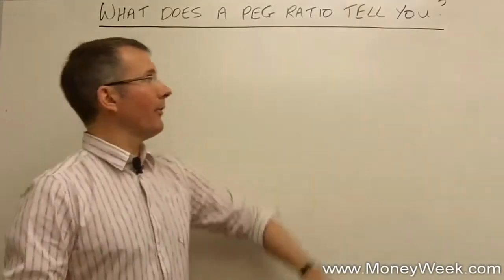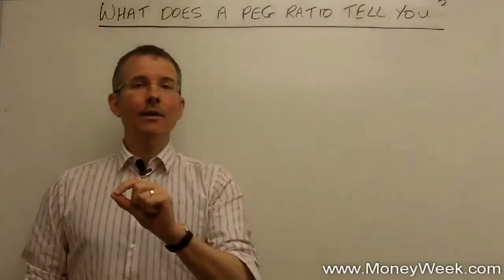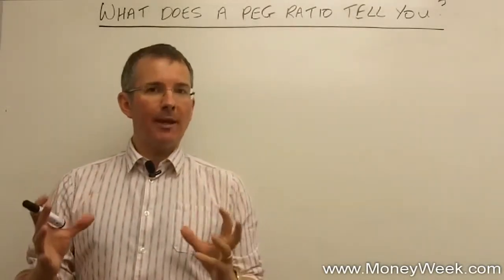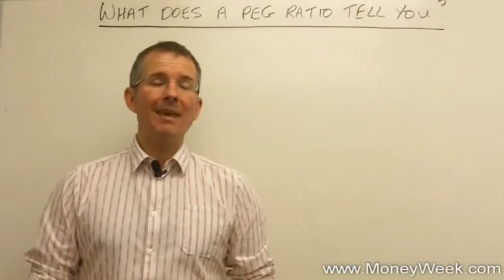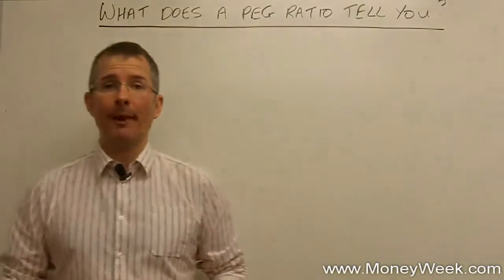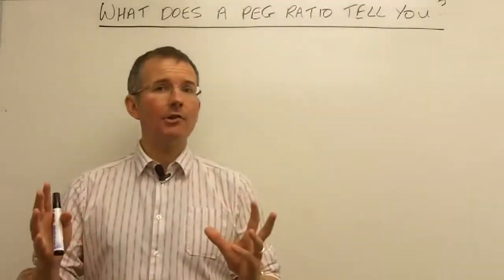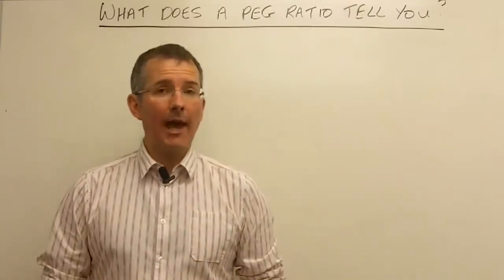So, what is PEG? Well, it stands for PE to earnings growth ratio. So, it uses the PE ratio and takes it one step further. Now, PE ratios are one way of telling whether a share is cheap or expensive. It's the relationship between the current share price and 1 year's earnings per share.